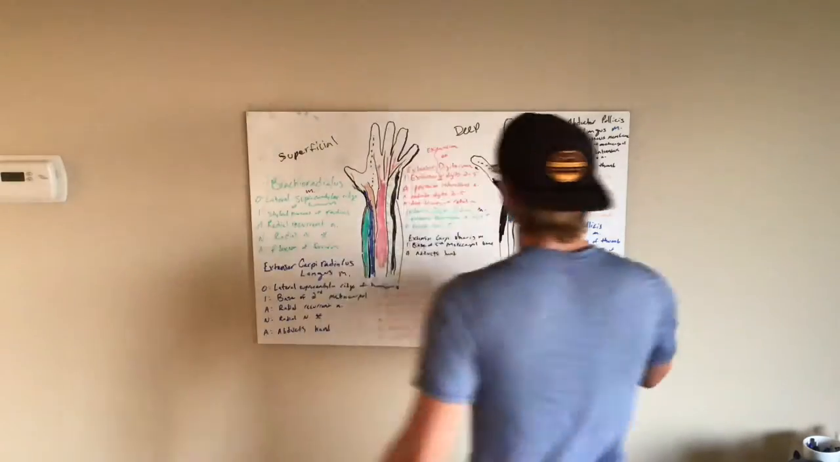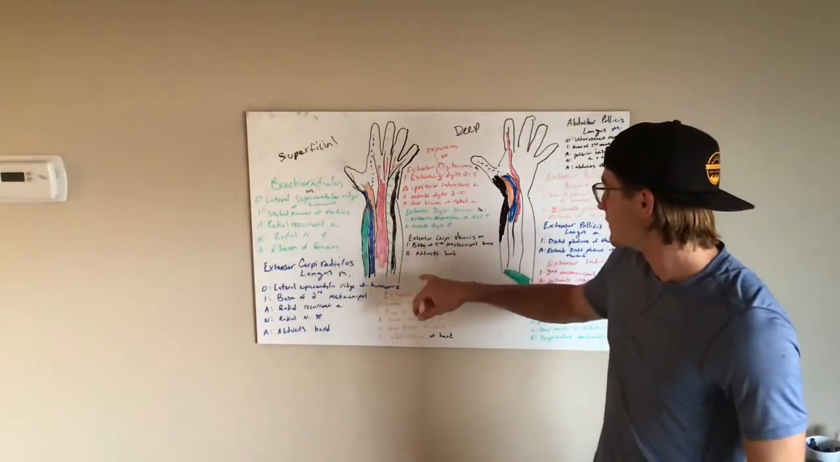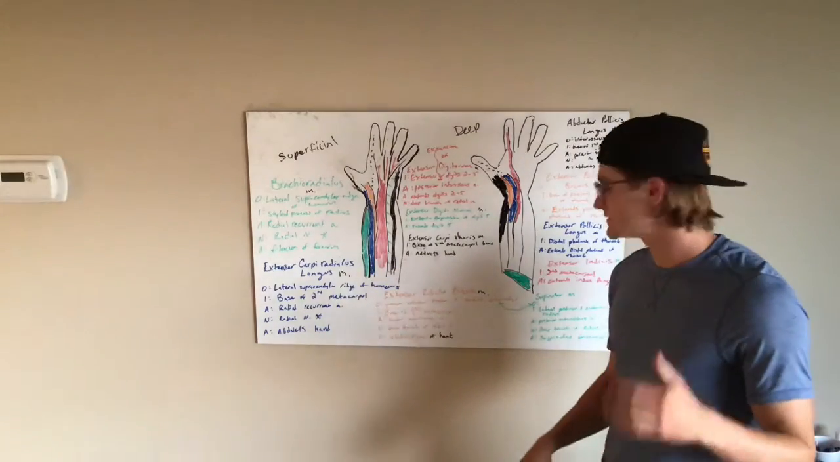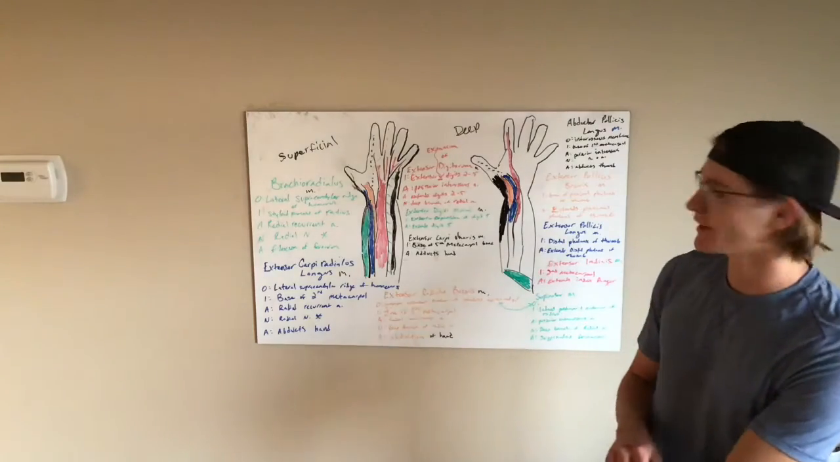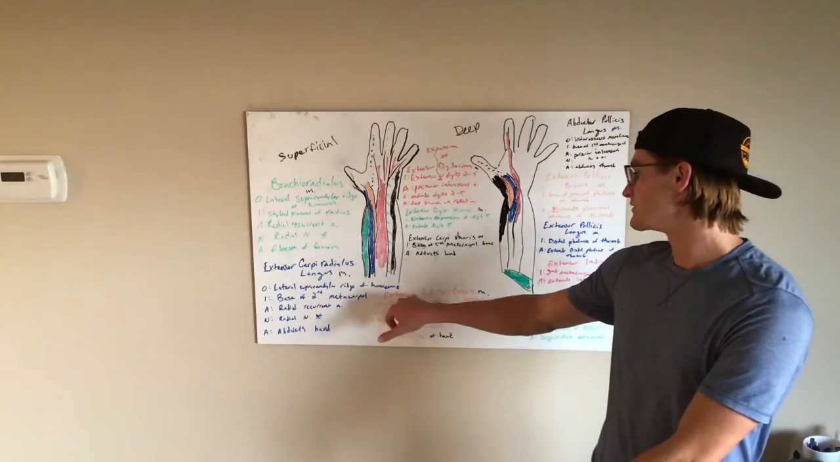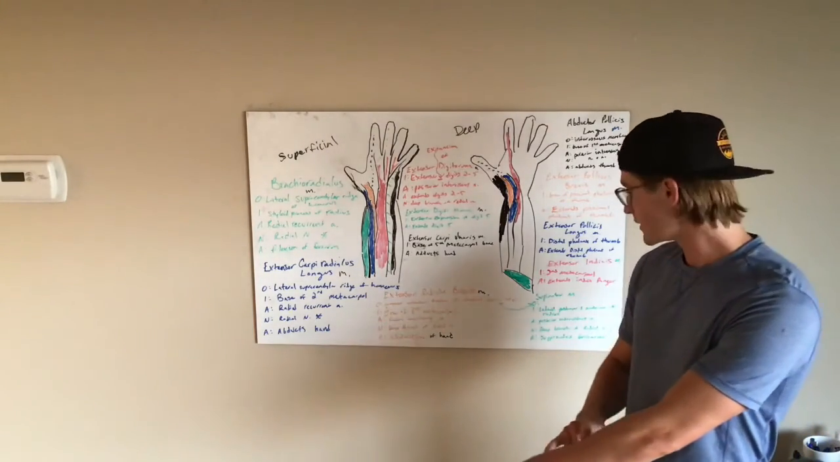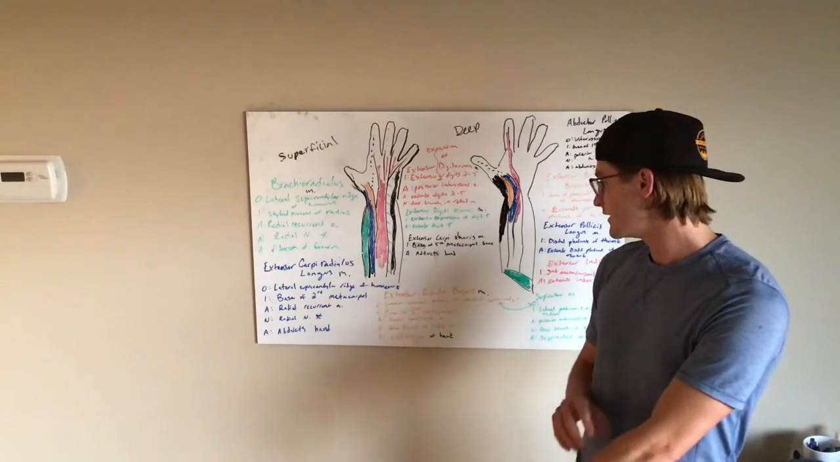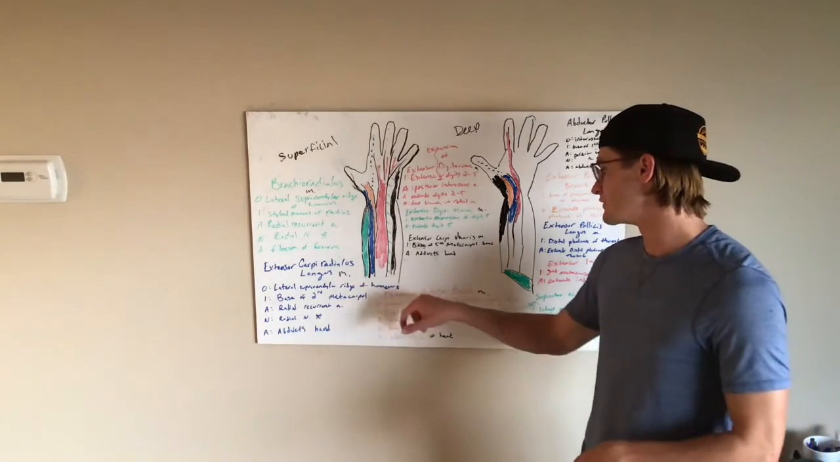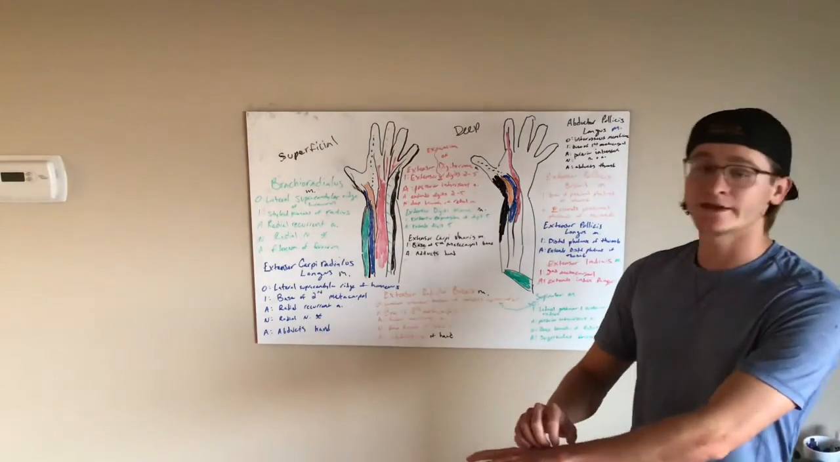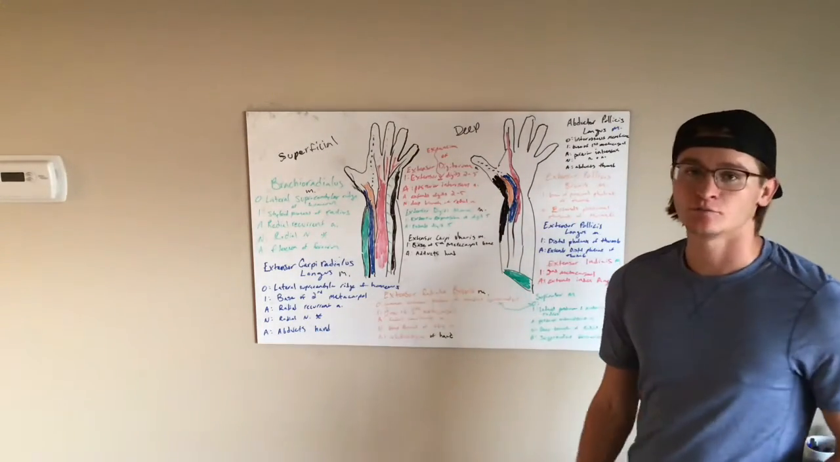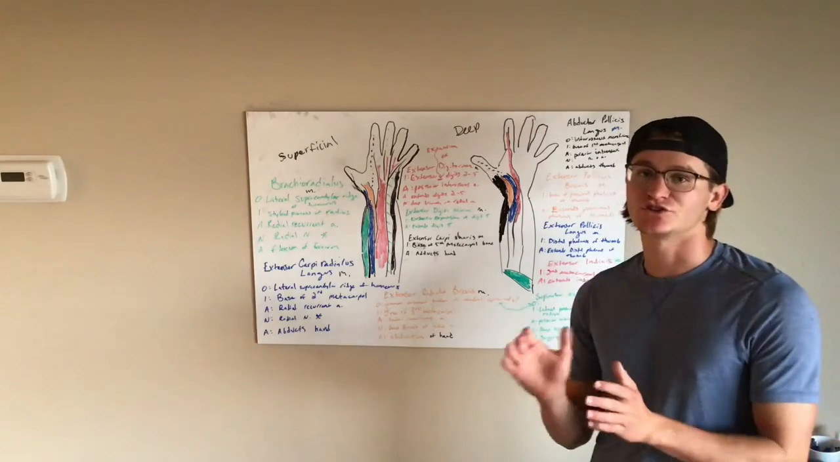Okay, and now we're going to talk about the extensor radialis brevis. It's right next to the extensor carpi radialis. This is supposed to be extensor carpi radialis brevis. My apologies, I'm going to make a correction on that. Extensor carpi radialis brevis, because it connects to a bone. It's an extensor muscle on the radialis side. Brevis means it has a short tendon.